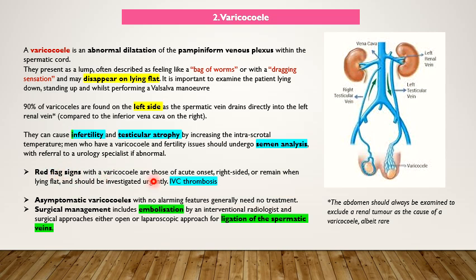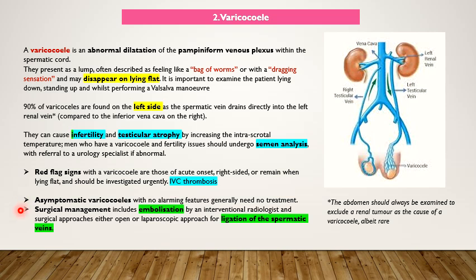Now there's a very important thing I'm telling you. Varicocele is on the left side, because a red flag sign is when it occurs on the right side. If it occurs on the right side, then you must think of some form of blockage of the IVC, like an IVC thrombosis. Many varicoceles are asymptomatic when they're small, with no alarming features, and they do not really need any active treatment.